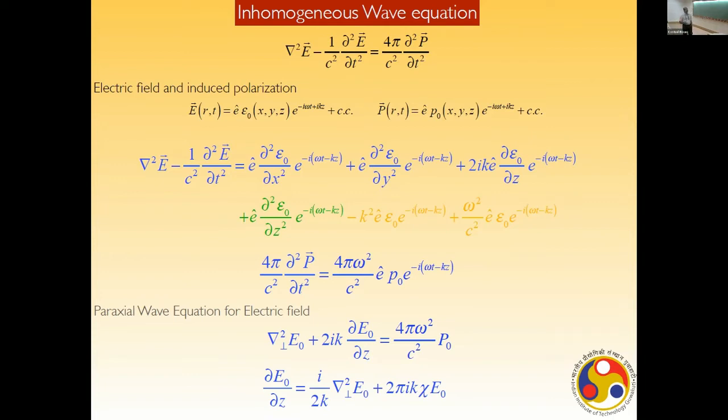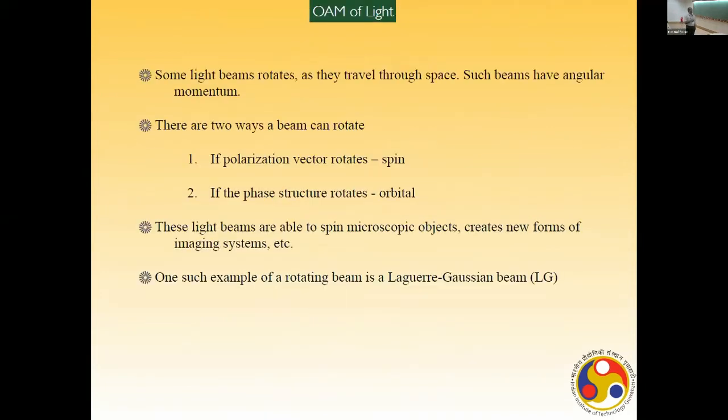So let me show you that thing. So here, when electromagnetic radiation propagates, some of the radiation is rotating along the z-axis, and that beam or that electromagnetic radiation carries angular momentum. And in general, you have two angular momenta.